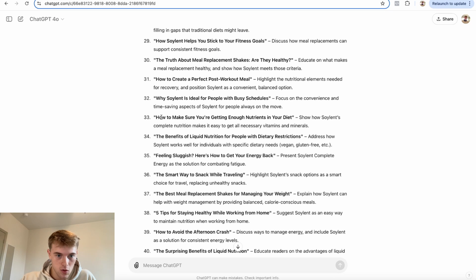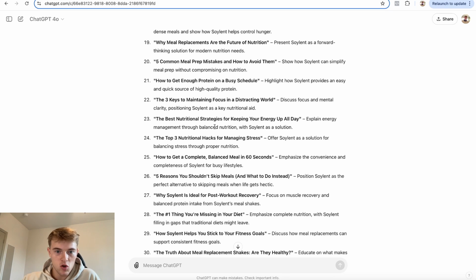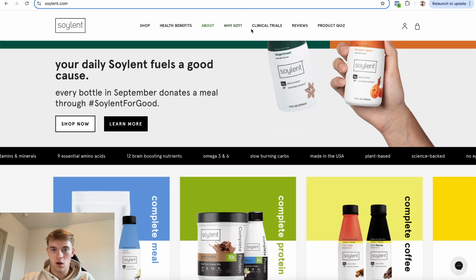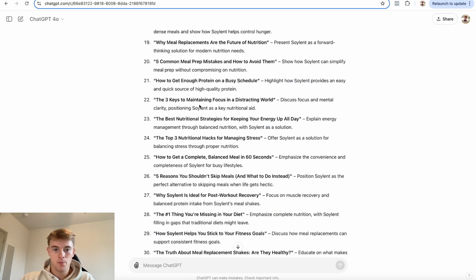Let's look at another one. How to make sure you're getting enough nutrients in your diet. That could probably be worded so that it was more attractive, but again, great angle. Let's look at 23. The best nutritional strategies for keeping your energy up all day. Energy based. These are fantastic angles and they're all valuable. Now, if your brand has a lot of valuable articles like this, that's even better.